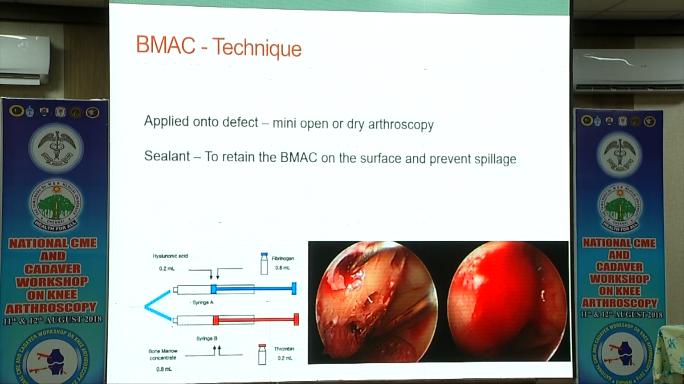So you ideally inject it by mixing with a fibrin gel, which is a combination of fibrinogen and thrombin. Once you apply the BMAC with this gel, it immediately solidifies and sticks nicely onto the cartilage defect area and doesn't spill into the joint.